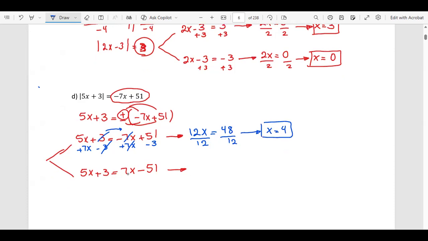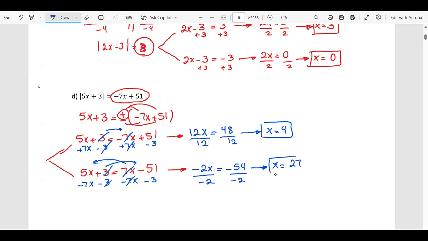For the second equation, to move 7x to the left, subtract 7x, because 7x is positive. Now you have to subtract it. And move 3 to the right by subtracting 3. So we have negative 2x on the left and negative 54 on the right. And you divide both sides by negative 2 to have x by itself. So the x should be 27. And you can also check this solution by plugging in the x 4 and 27 and see if you get a true statement.